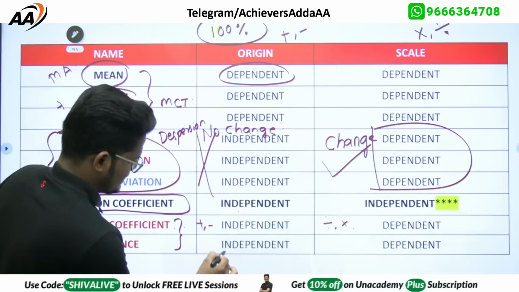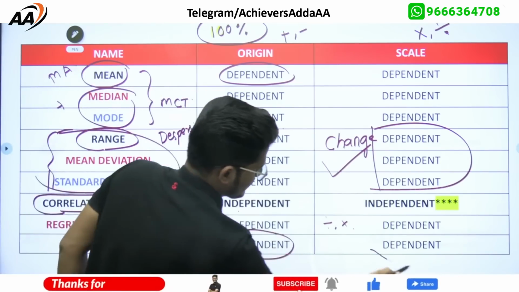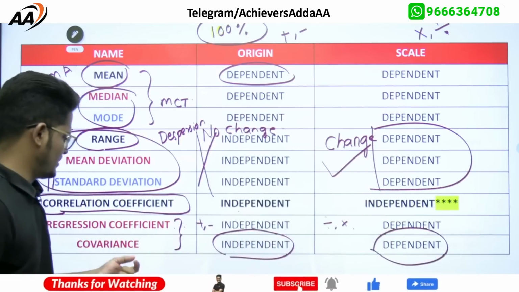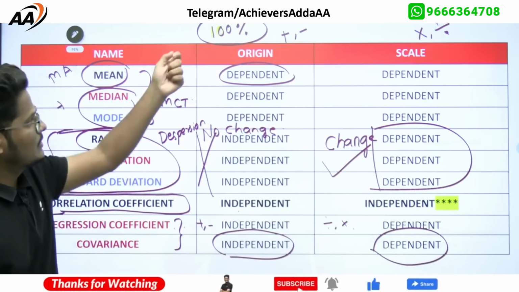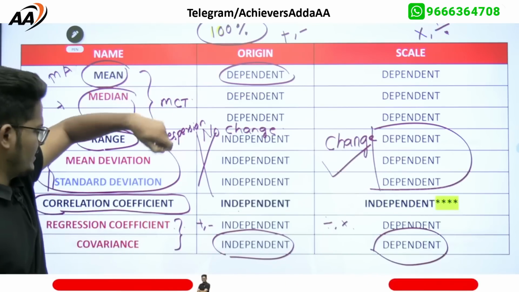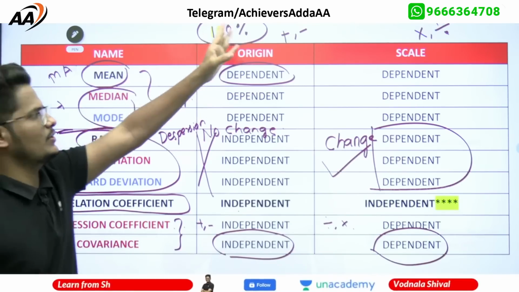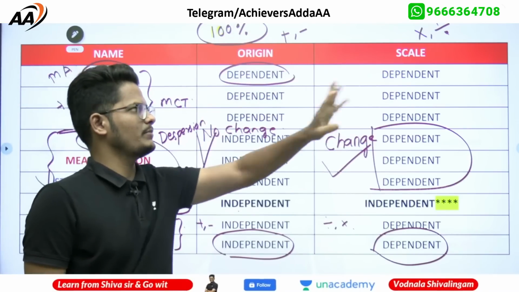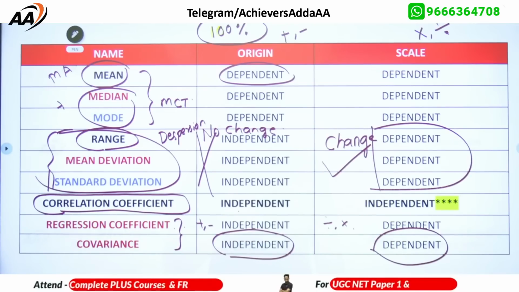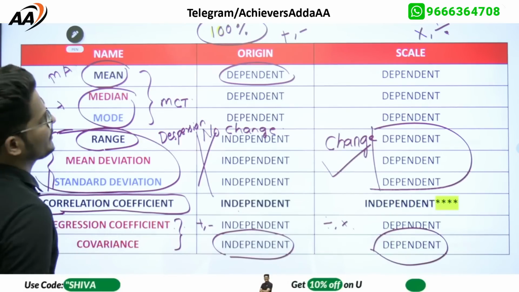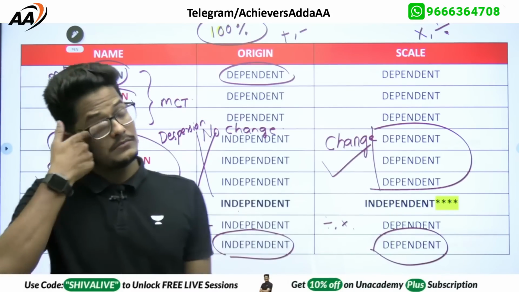Covariance is independent of origin and dependent on scale. Covariance is also the same as regression. The value of covariance or regression is not going to change when you do the plus and minus, but it is going to be impacted by division as well as multiplication. Right? I hope I am clear with this entire slide.